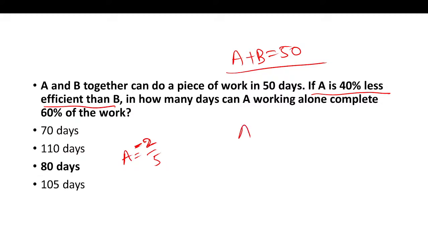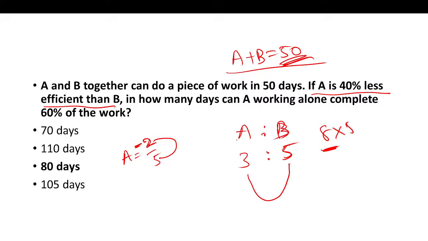That means work ratio of A is to B. If B is eating 5 chocolates, A is eating only 3 chocolates, because 5 minus 2 is 3. In one day, totally they are eating how many chocolates? 8 chocolates. Like that, they are working for 50 days. So, what are the total chocolates? 400 chocolates are there totally.